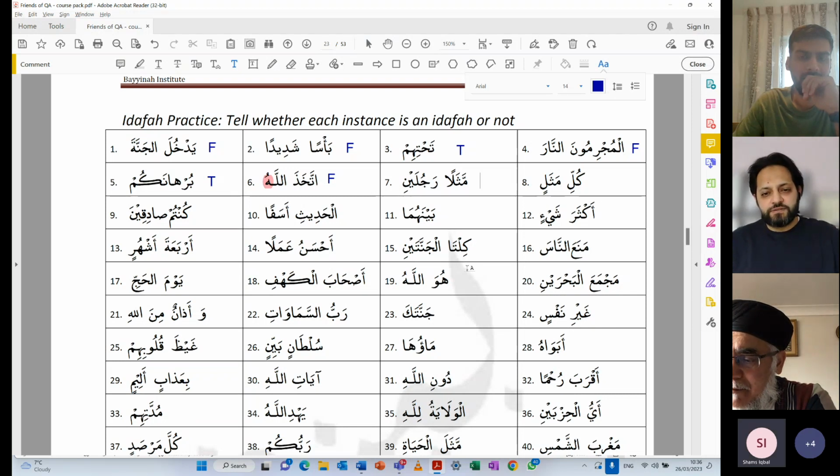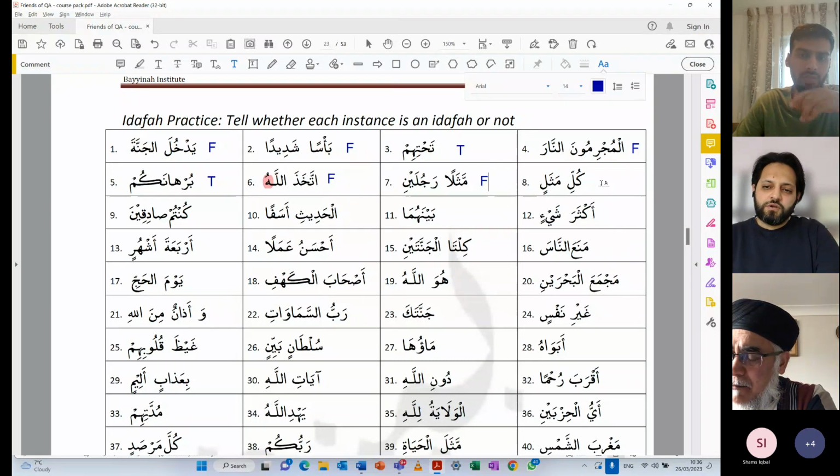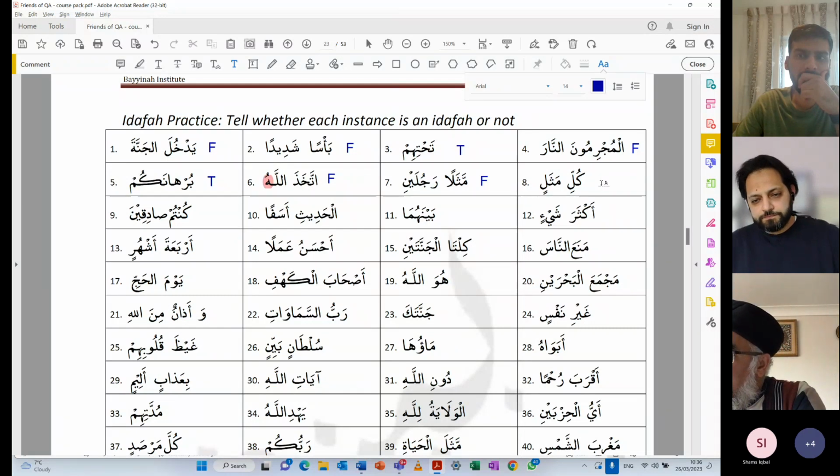Masalan, rajulain. False. And why? Mathalan, heavy. Kulli masalin. Looks like true. Light, no al, followed by jar. Sure, that's true. What type of idafa is it? Is it with normal isms, pronouns, or with a special mudaf? Normal ism followed by jar? No, so it's a special mudaf.